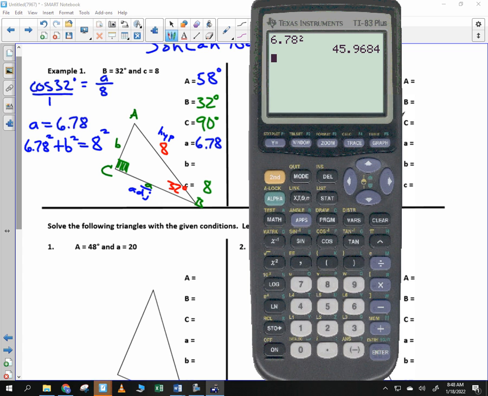6.78 squared, 45.97. Plus B squared is 64. I subtract 64 minus 45.97. I get 18.03. B squared is equal to 18.03. And then I square root 18.03. 4.25.